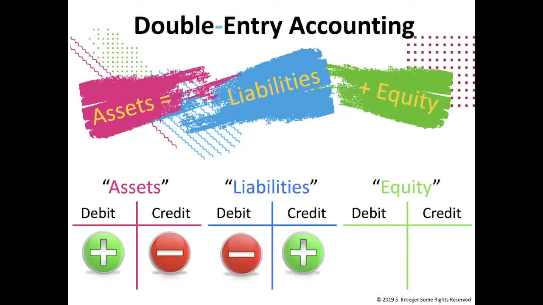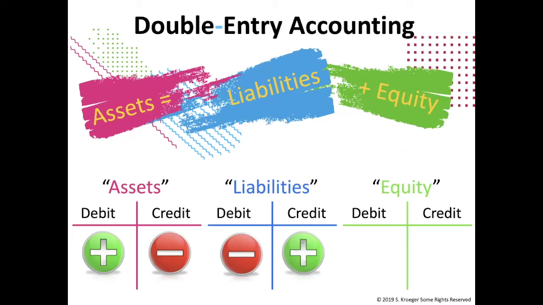Next, we have the liability accounts. Liabilities work the opposite of assets. The normal balance or positive side of a liability is the credit side. Remember, liabilities are our debts. If our debts increase, it will be a credit. If our debt goes away, most likely by paying it off, it will decrease as a debit.